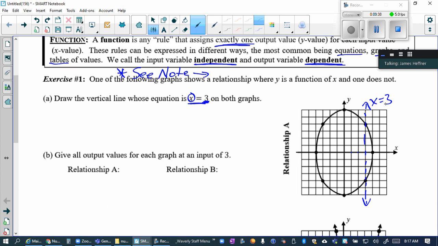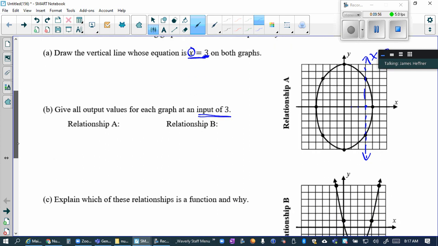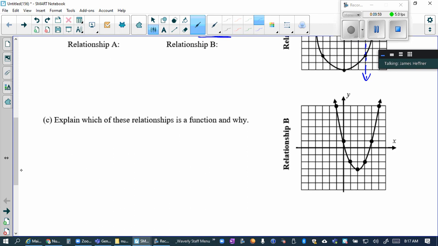So we've intersected the graph of that with the line x equals 3. And in part B, they want us to give all output values for an input of 3. So let's go over here to 3. I think we have to draw that same line in B. Let's go down here to graph B, relationship B. Draw that same x equals 3. 1, 2, 3. So this one. There's x equals 3. All right, so let's make sure we have that.